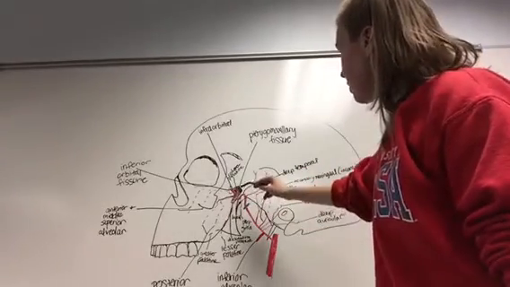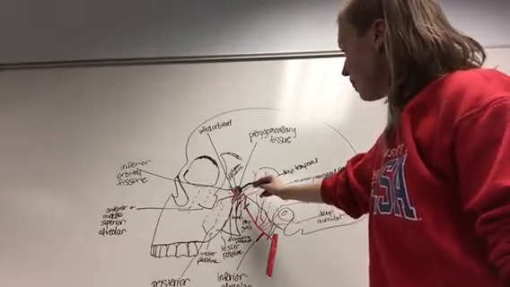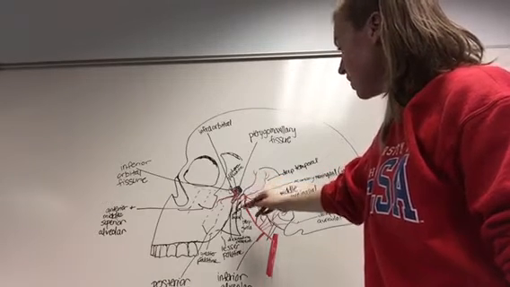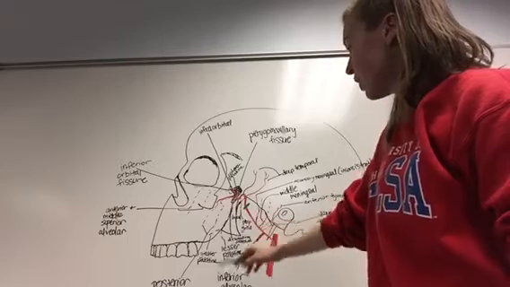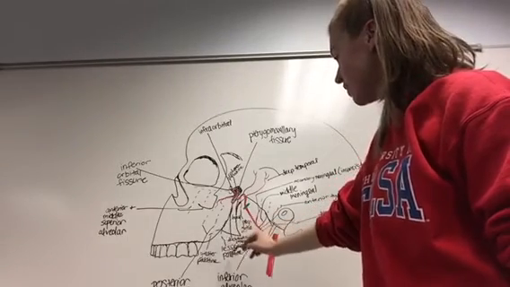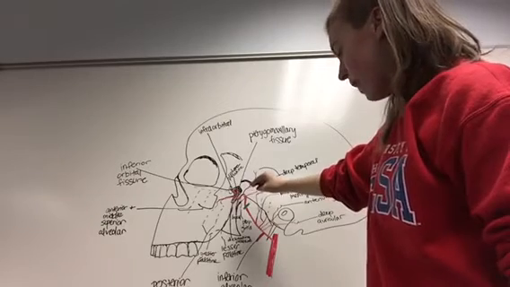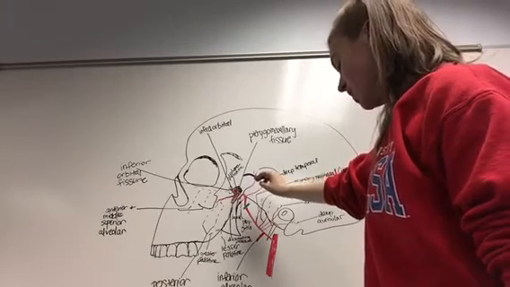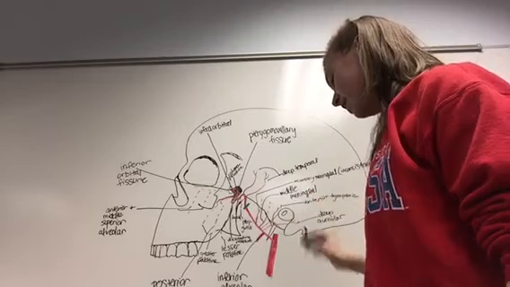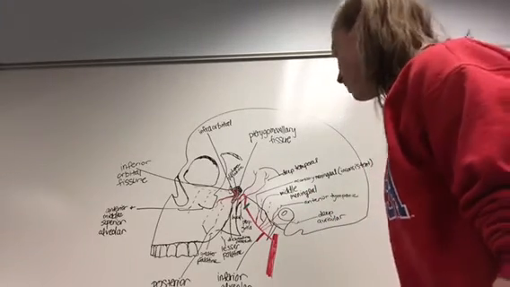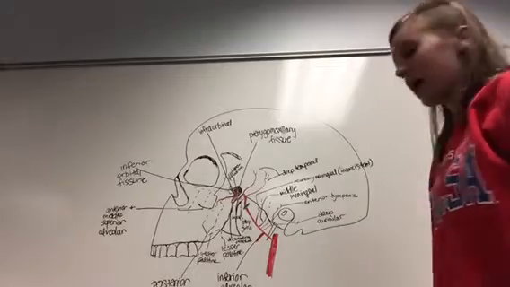Then it enters the pterygomaxillary fissure, which is shown here, and it gives off the descending palatine artery, which branches into the greater palatine and lesser palatine arteries. And it also gives off the sphenopalatine artery, which then gives off the lateral posterior nasal arteries and the posterior septal branches of the sphenopalatine artery.